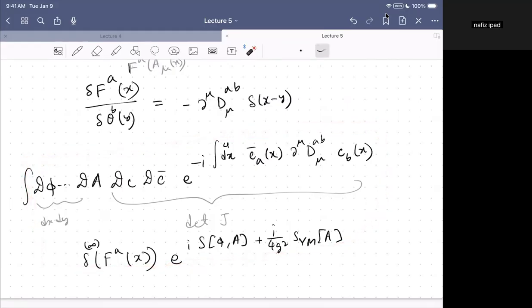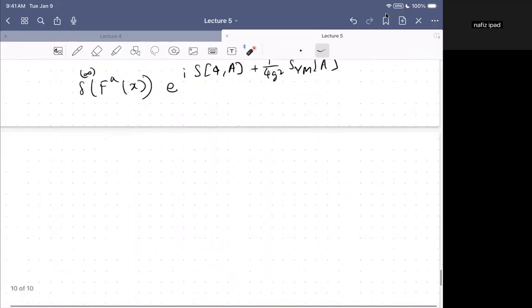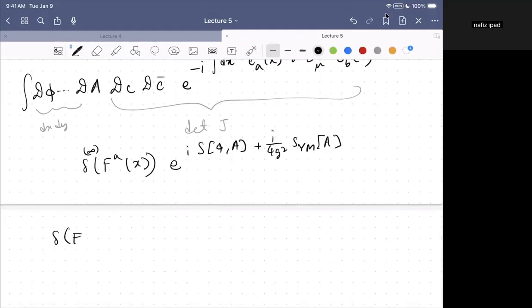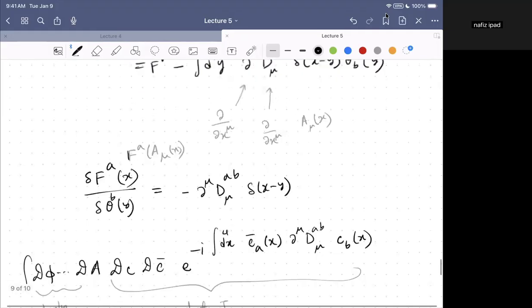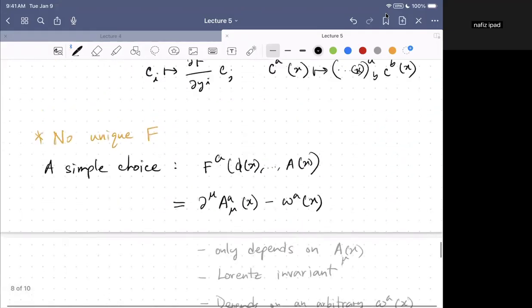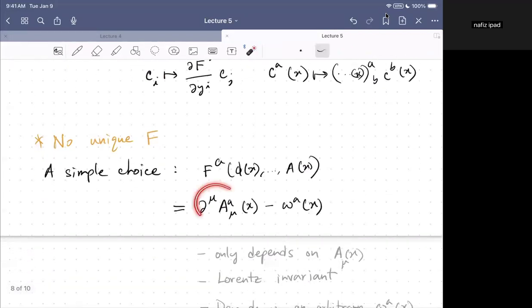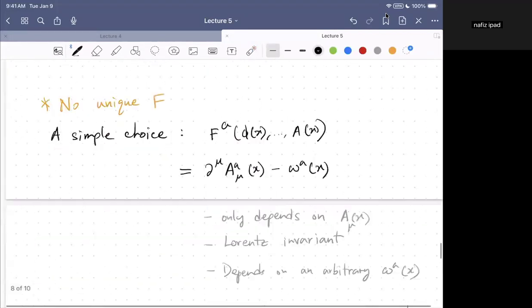It doesn't look too bad, except we don't really want to deal with this delta function as it is. We can get rid of it. And the way to do that is rather simple. Let's recall what this is. Our f was the divergence of A minus some random function.